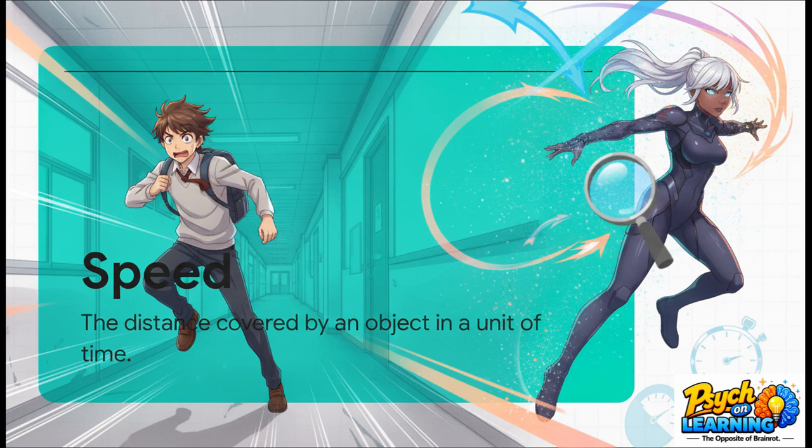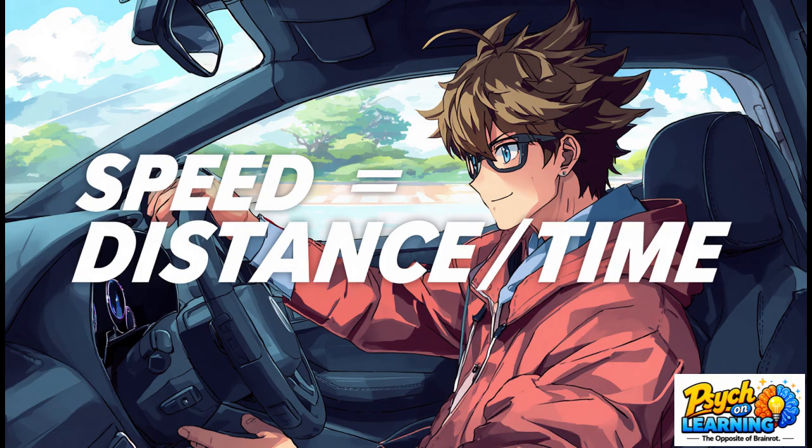Whether it's a student running down the hallway because they're super late for class, or an anime hero dashing across the screen in the blink of an eye, speed just tells us how fast they're changing their position from point A to point B. And you guessed it, just like density, speed has its very own magic formula. To find out how fast something is going, you just take the total distance it traveled and divide it by the time it took to get there. Yep, speed equals distance divided by time.